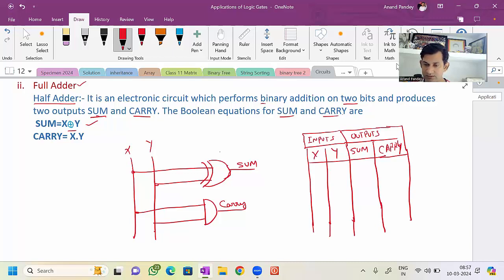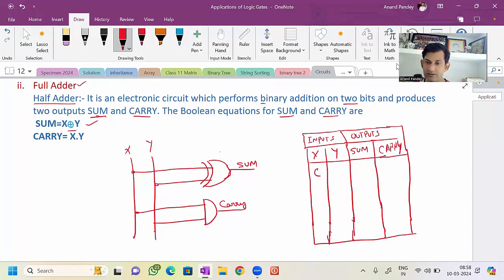Go through these lines. Okay, you can draw the straight lines. Now here we have two inputs and two outputs. The two inputs are X and Y, and the two outputs are sum and carry. Now you know how to draw the truth table for two inputs.